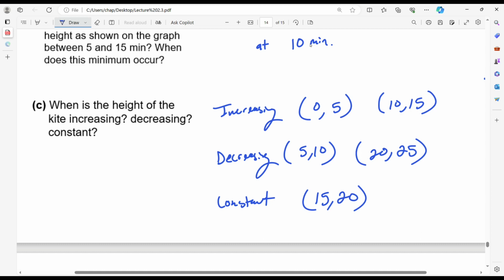And that looks like all the parts we need for part C. It's increasing from 0 to 5 minutes and 10 to 15 minutes, decreasing from 5 to 10 and 20 to 25, and it's constant only from 15 to 20 minutes.